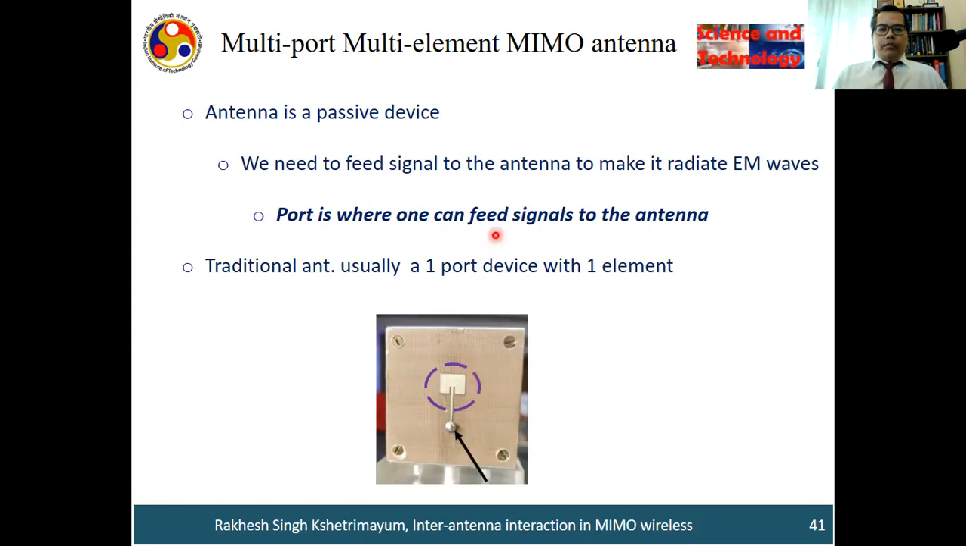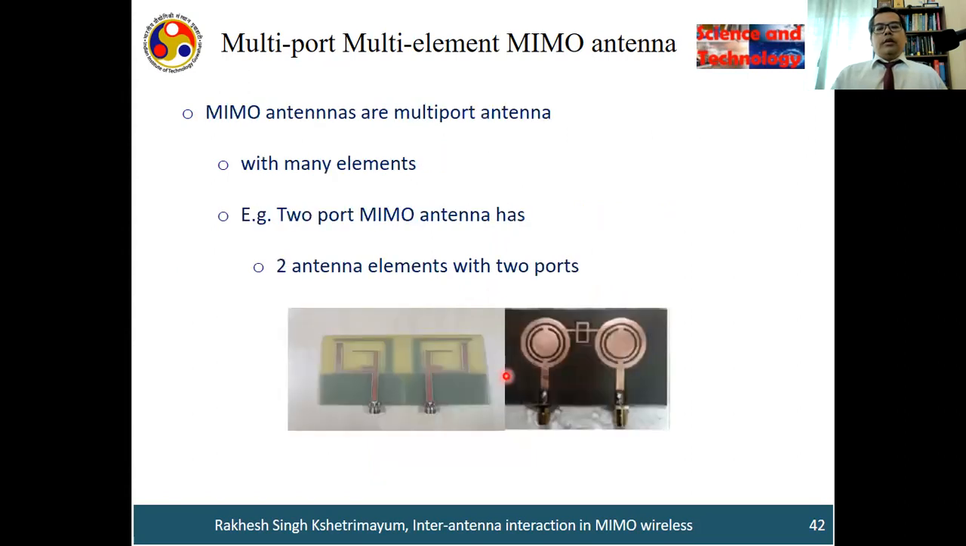One point to observe is, in this antenna, how many ports are there? Only one port is there. And how many radiators are there? One radiator, one element. So this kind of antenna, which is a traditional antenna, is a one port, one radiator, one element device. Now let's consider the MIMO antenna. These are some typical MIMO antennas. If you look at the MIMO antennas, you will have multiple ports, multiple radiators. You have two radiators here, two ports here. Similarly, you have two radiators, two ports here. So it's a two element, two port MIMO antenna.